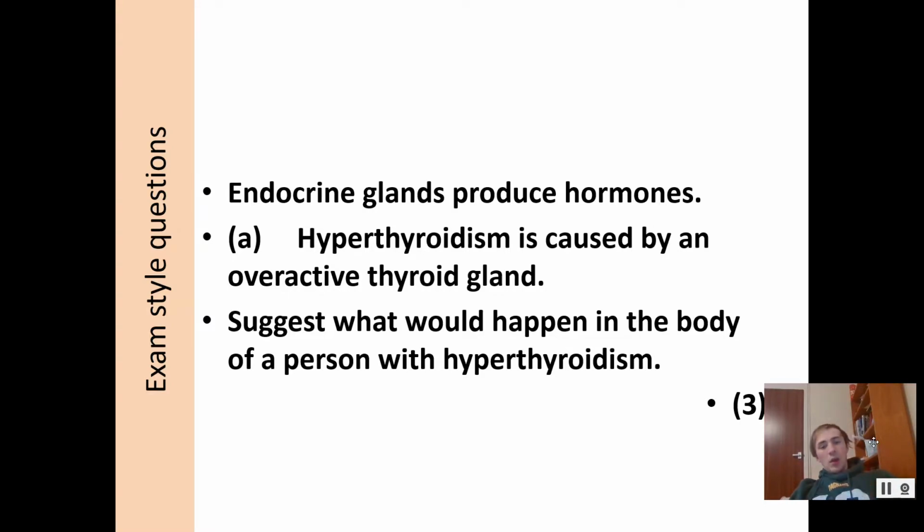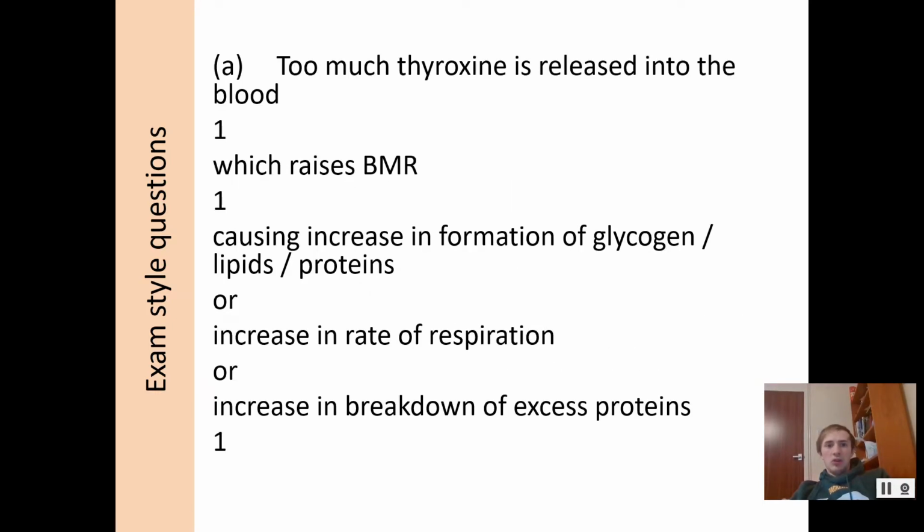Right. Hopefully you have an answer down. So we said an overactive thyroid gland. We said the thyroid gland makes thyroxine. And the first mark is for saying too much thyroxine. That's a mark. The second mark is for saying, and this BMR stands for basal metabolic rate, so if you showed which raises the metabolic rate, that's the second mark.